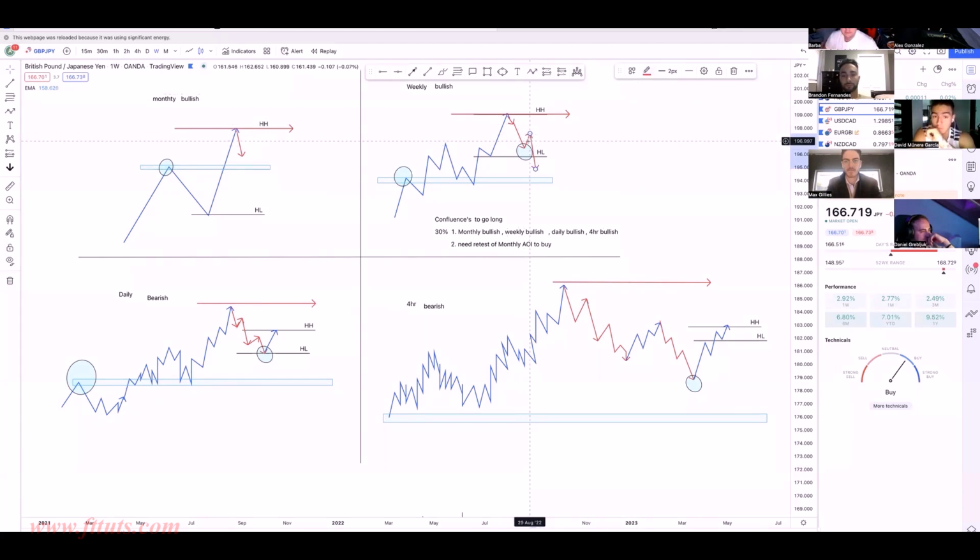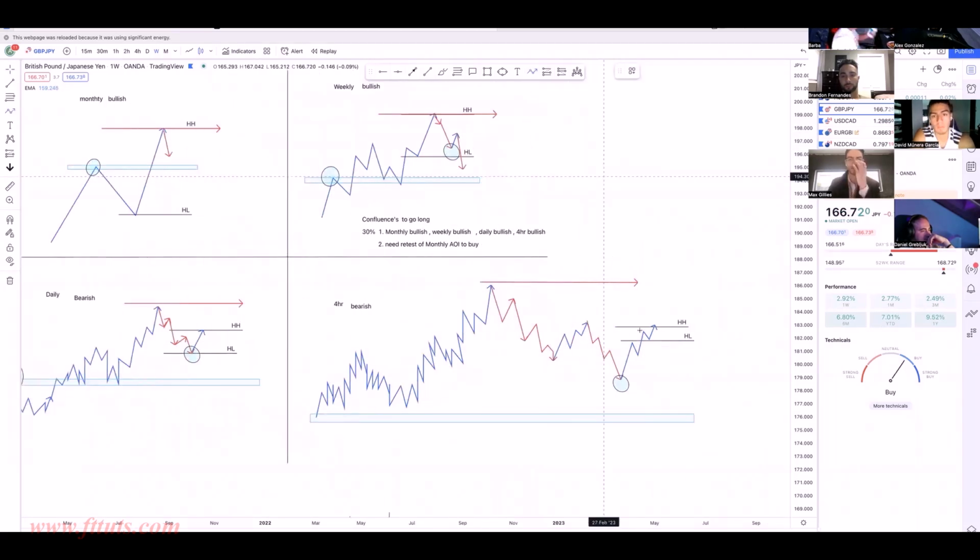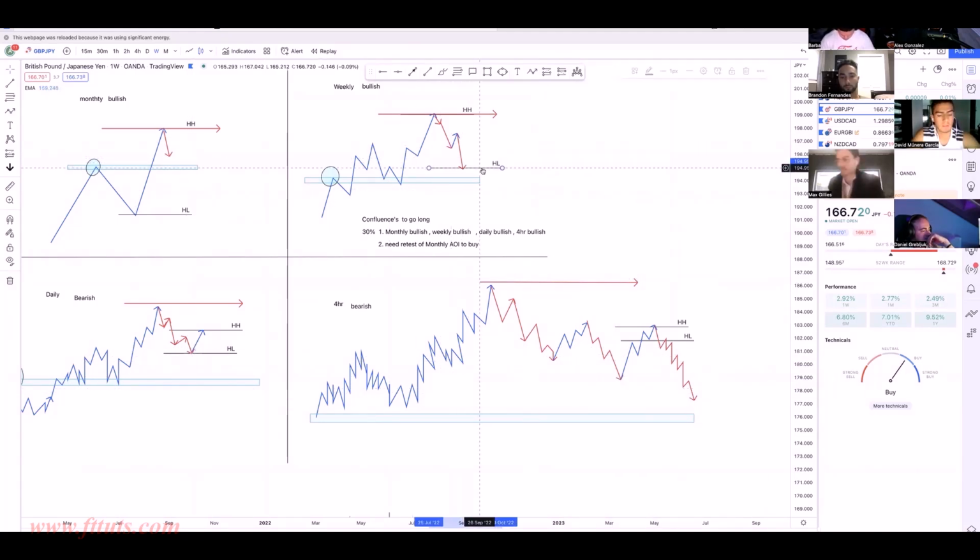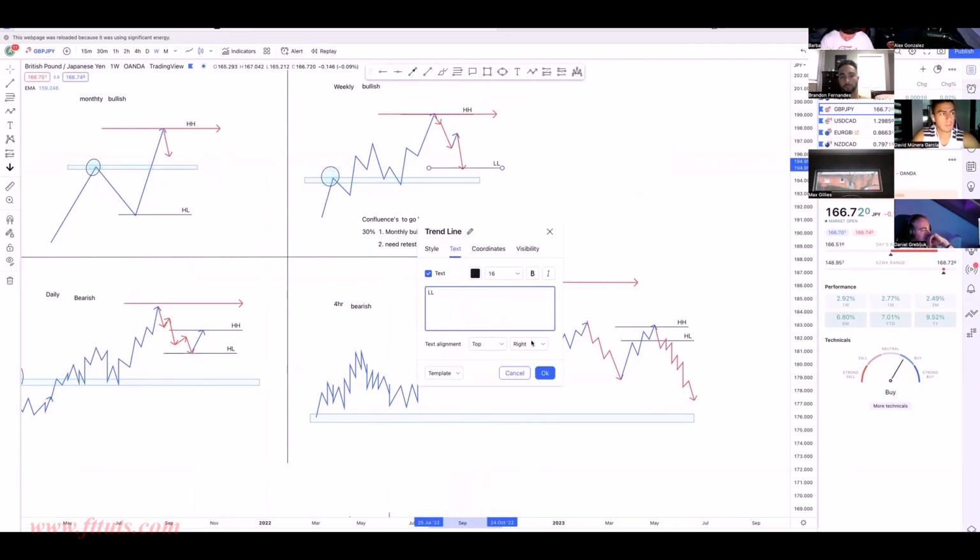Oh, this is supposed to be blue. Right? So this is where the weekly does a lower low. The first time frame to go bearish, if you guys know, is the 4 hour. The 4 hour is now going to create a lower low. This is where we go bearish on the 4 hour. So let me just organize everything again. So we keep it going, right? So then here we have a lower low.